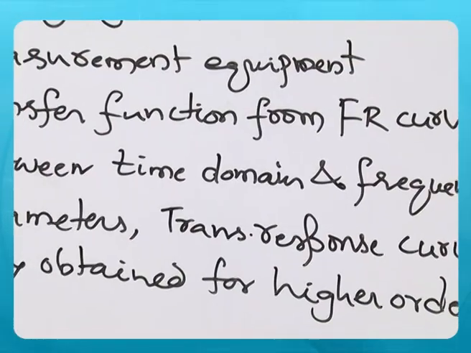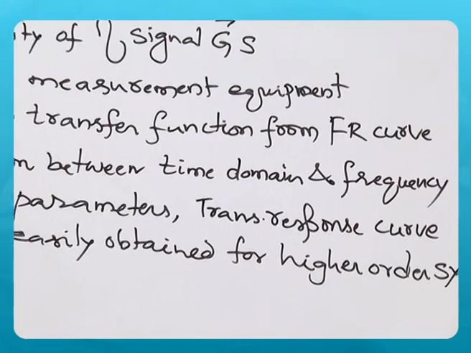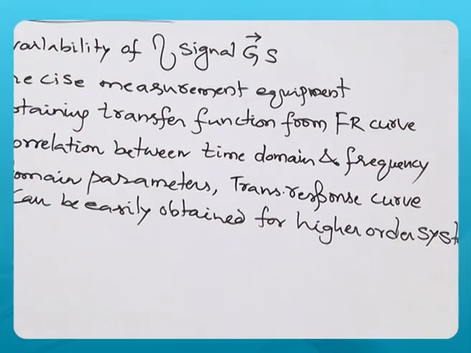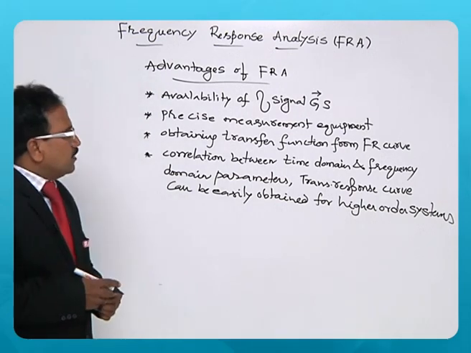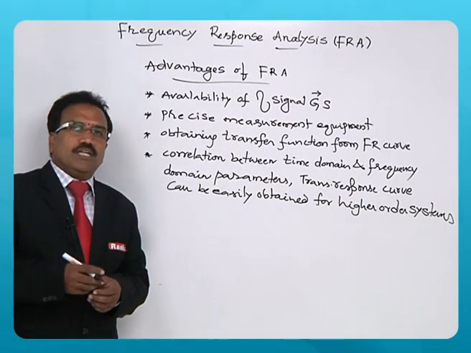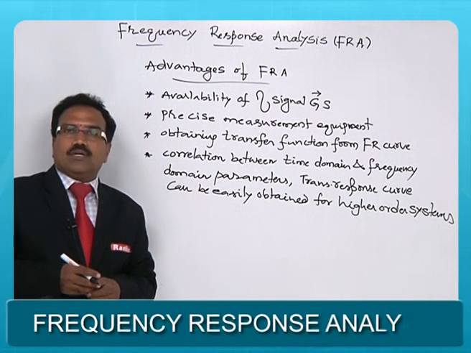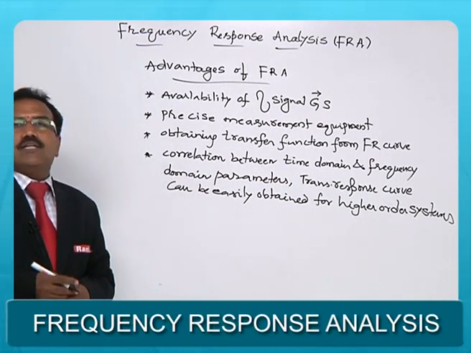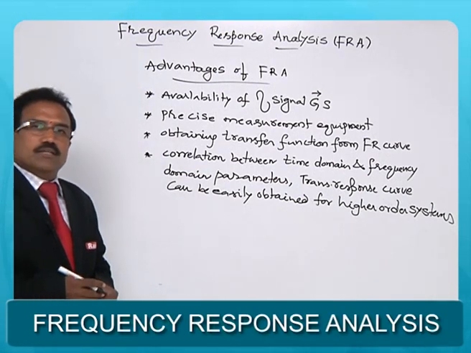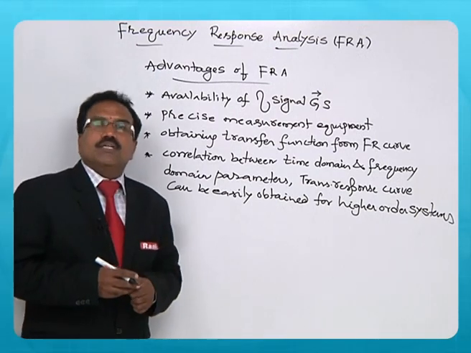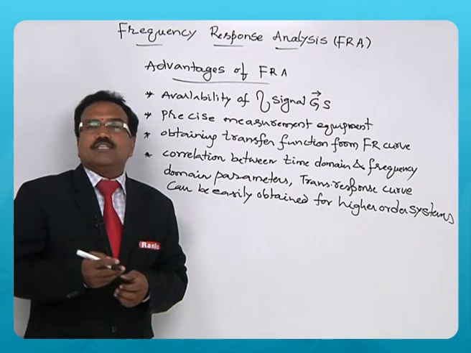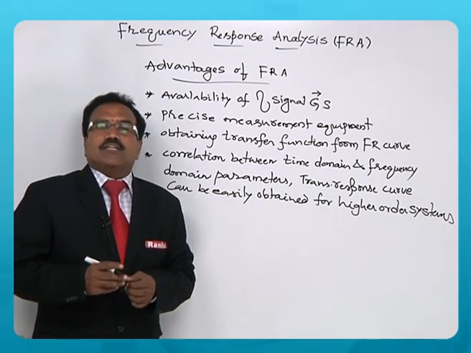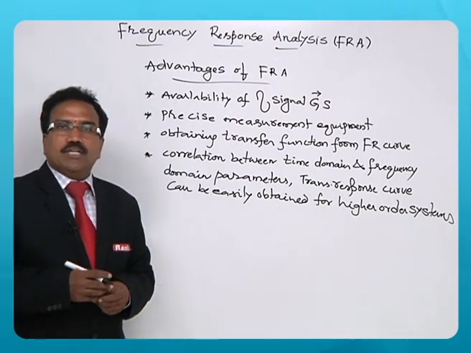That is the reason why frequency response analysis is more popular when compared to time domain approach. Getting a transfer function using time domain analysis or time domain plot is very laborious and difficult. But using frequency response curve, transfer function can be easily obtained, and then you can determine any of the parameters required for analyzing the stability.